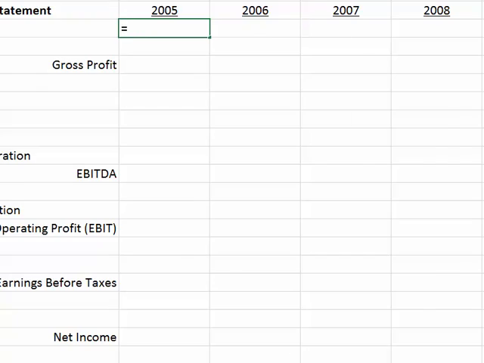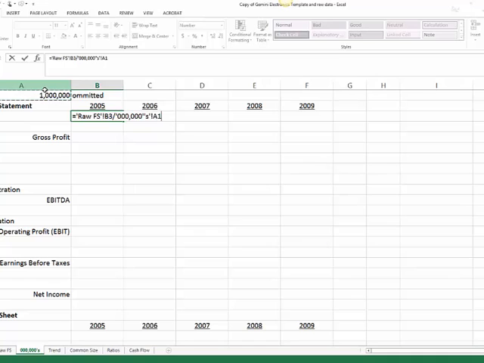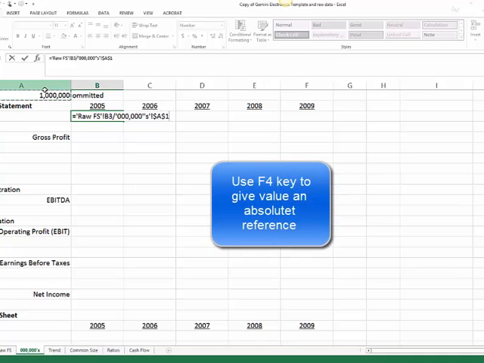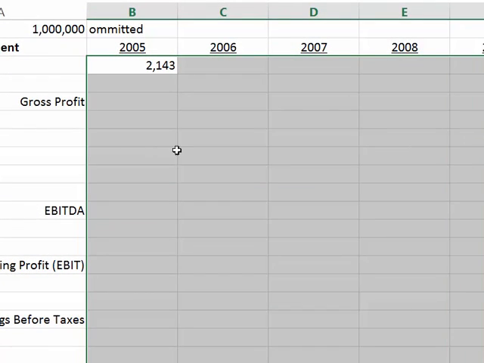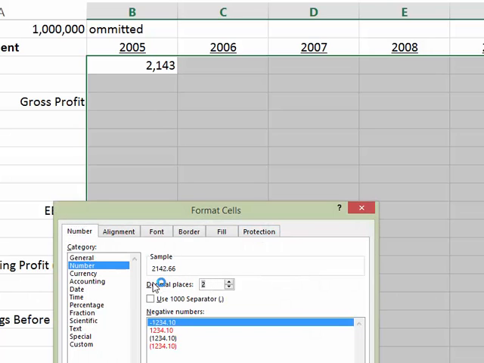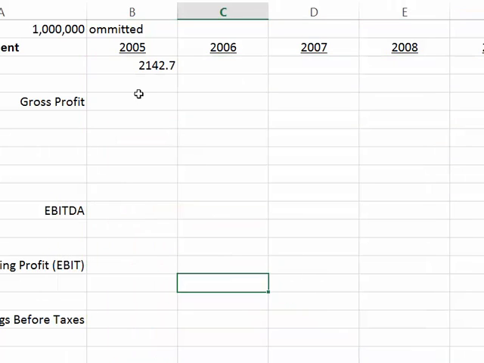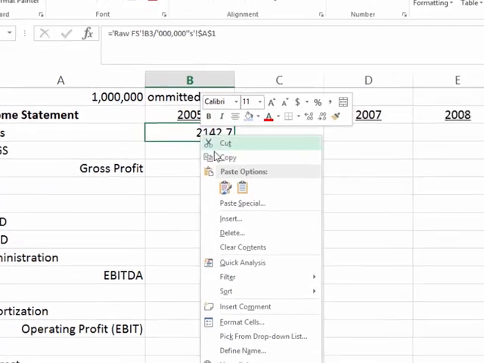Reference the raw data, and then divide by 1 million. And we'll give an absolute reference to this so that we can copy it through to the other cells. We're going to go ahead and format this area for 1 decimal point. You should be able to copy and paste this formula into other cells to complete this statement format.